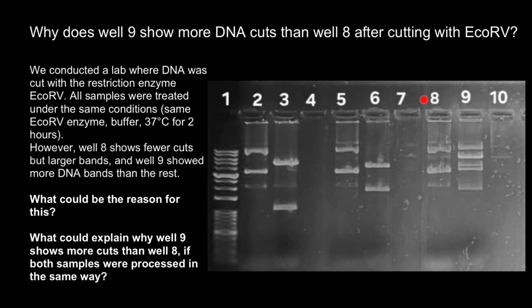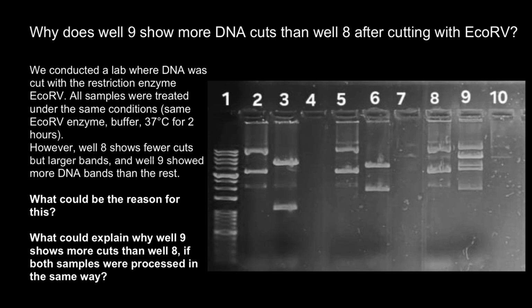Next, we also can say that probably the reason is that the well 8 sample is less pure, which means it also contains some proteins which can inhibit the process of cutting DNA by the enzyme, and may also have different salts which may serve as inhibitors.